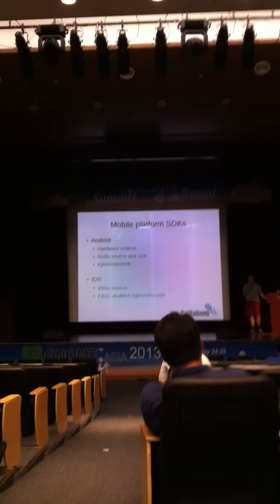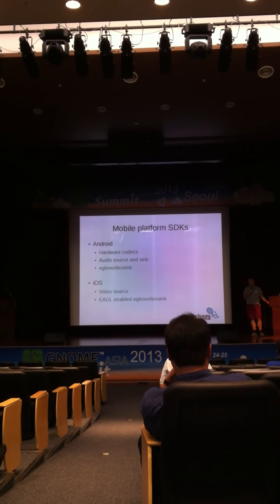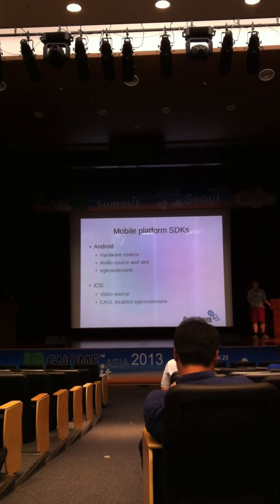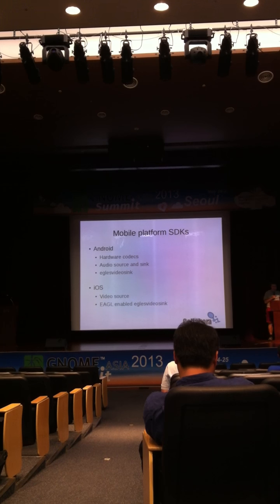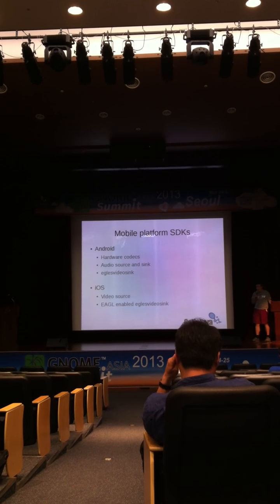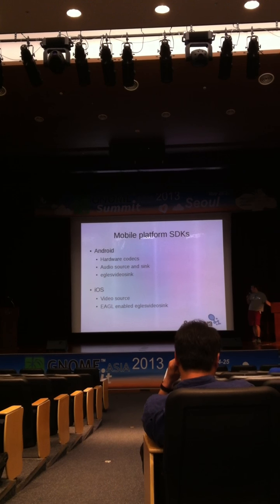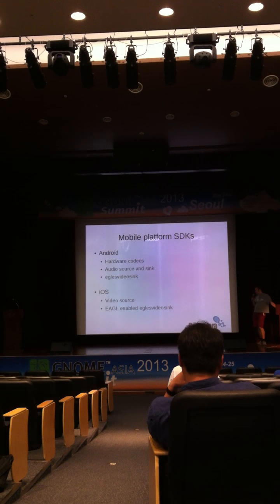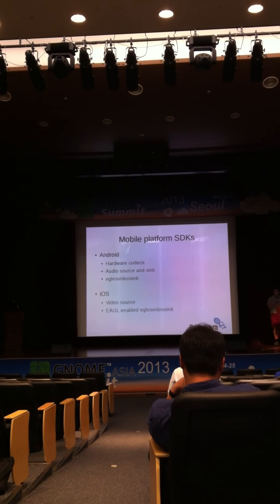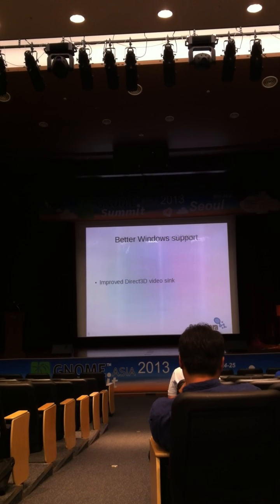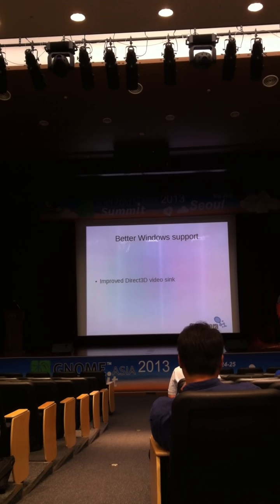There are already some very big applications on the Android market using GStreamer. For example, Cisco Jabber for Android, and also Cisco Jabber for iPad. So iOS support, we have video source now, we have EAGL, which is Apple's version of EGL, support in the video sink. We don't have access to hardware decoders. I think there are no APIs for that that are easily usable.